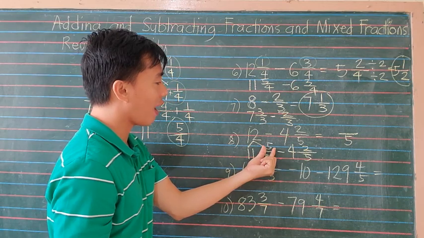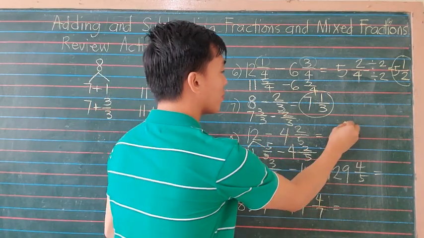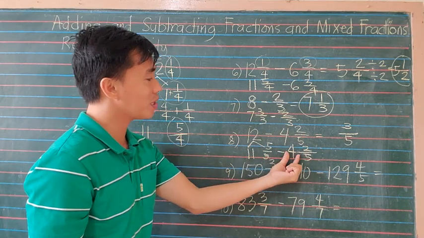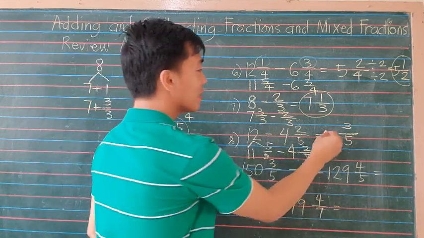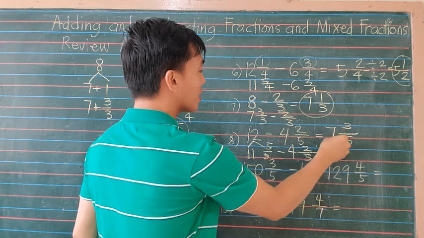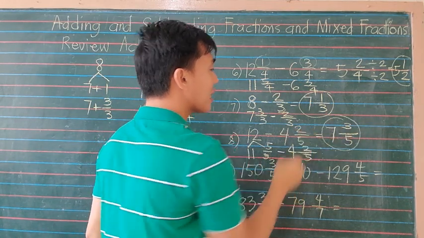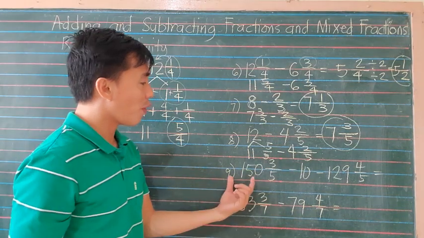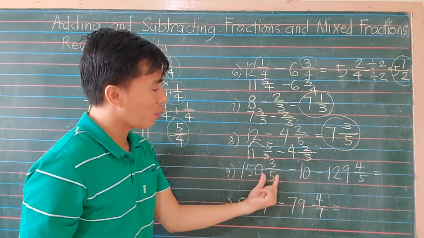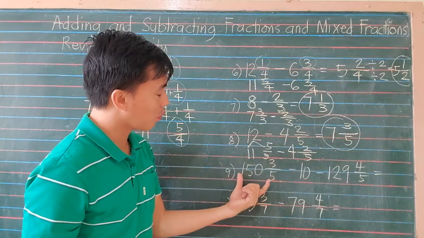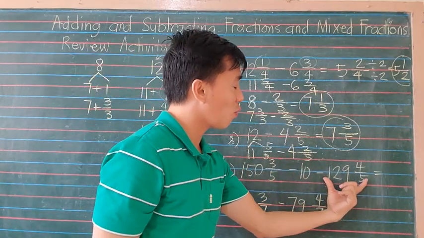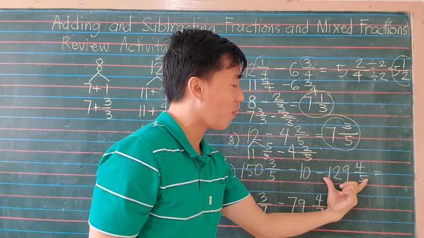Then numerator 5 minus 2, that is equal to 3. So 3/5. Then the whole number 11 minus 4, that is equal to 7. So our answer for number 8 is 7 and 3/5. Now for this one, we have here 150 and 3/5 minus 10 minus 129 and 4/5.